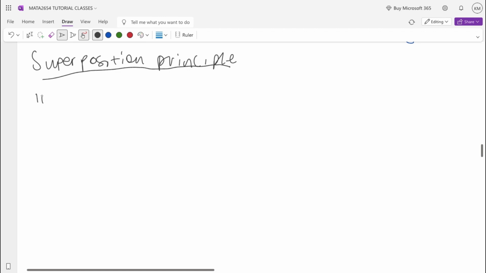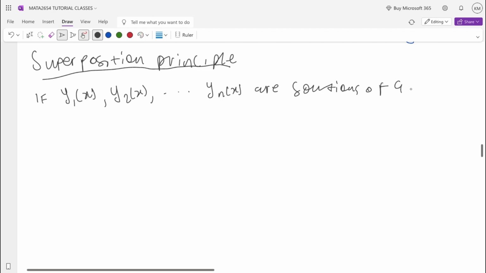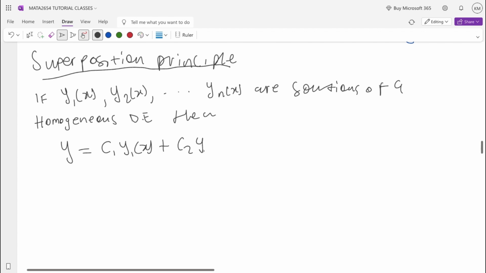It says that if y1 of x, y2 of x, going on like that to yn of x, are solutions of a homogeneous differential equation, then they can be written as a linear combination: y equals c1 y1 of x plus c2 y2 of x plus, up to the last one that will possibly be there, plus cn yn of x.